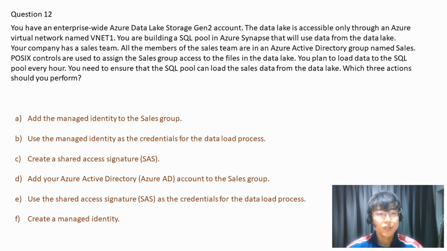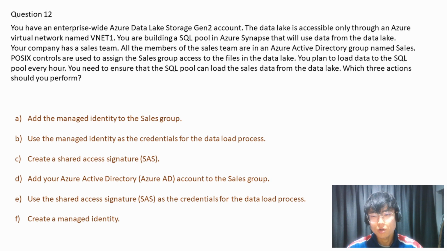Question 12. You have an enterprise-wide Azure Data Lake Storage Gen2 account. The data lake is accessible only through an Azure virtual network named VNet1. You are building a SQL pool in Azure Synapse that will use data from the data lake. Your company has a sales team. All the members of the sales team are in an Azure Active Directory group named Sales. POSIX controls are used to assign the Sales group access to the files in the data lake.